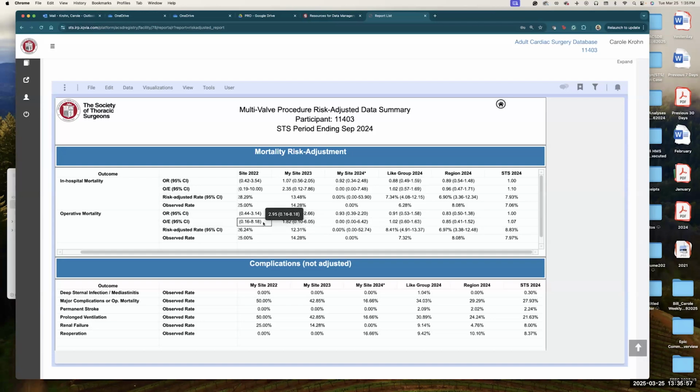For this report on the multi-valve procedure, it's important to remember that with wider confidence intervals, even though we can risk adjust and provide you results back on them, it gives you a large range of where your site could possibly fall. With larger populations, the smaller confidence intervals give us a better predictor of the site's probability of performing at that level.